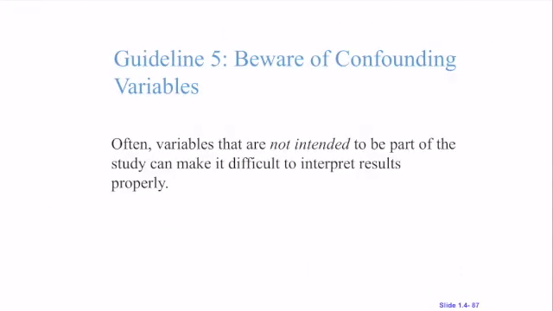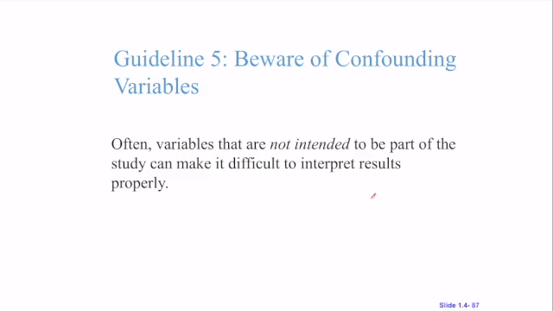Next, you want to be aware of confounding variables. Often variables that are not intended to be part of a study can make it difficult to interpret the results properly. One example of this is confounding variables. My favorite example is that as ice cream sales increase, so do the number of children with broken arms. Right? And you might think that there's some kind of relationship here, but there's a confounding variable. In our case, between ice cream sales and broken arms, more kids are outside playing and it's hotter, so more people are buying ice cream. Our confounding variable is the time of year. It's the fact that it's summer.